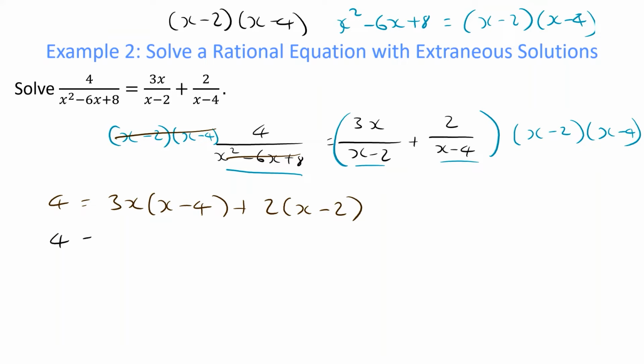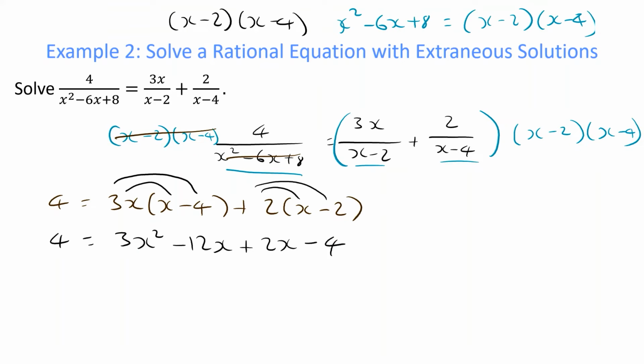So we've got 4 equals 3x multiplied by x gives me 3x squared. 3x multiplied by minus 4 gives me minus 12x. Plus 2 multiplied by x is 2x. 2 multiplied by minus 2 gives me minus 4. I will simplify by collecting the like terms. So I'm going to group the terms. So I have 4 equals 3x squared minus 10x minus 4.